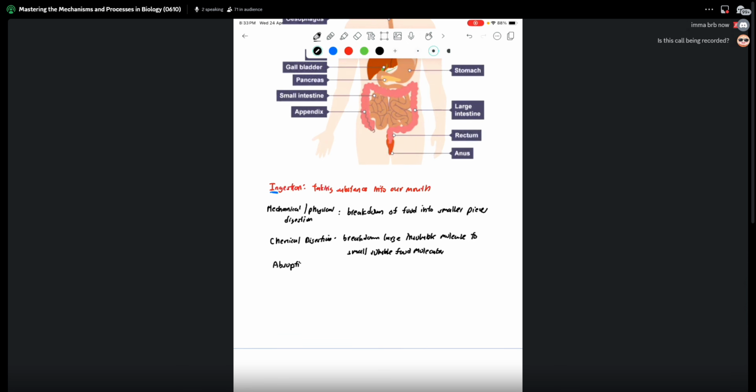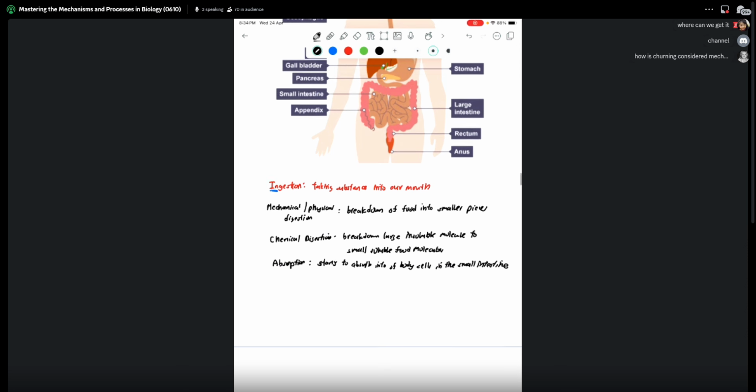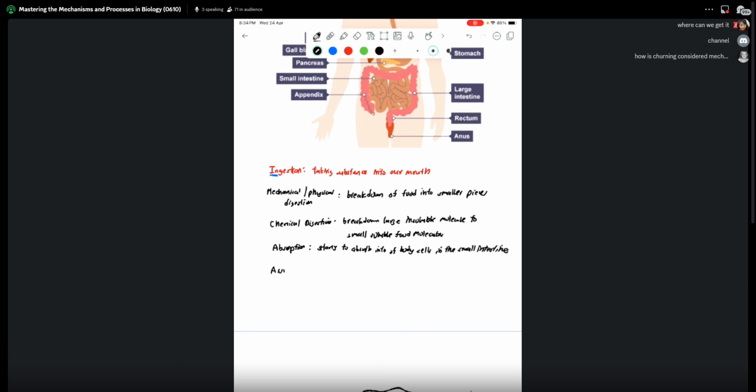Absorption happens after everything has been digested into smaller pieces, and now it's soluble inside the liquids in our body. It starts to absorb into our body cells in the intestine. Small intestine, to be more specific, because the villi are present there. Then we have assimilation.